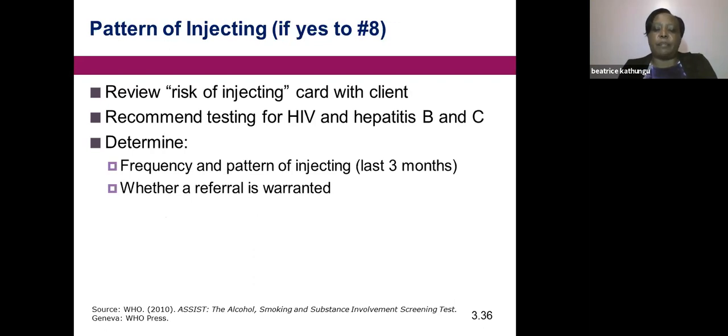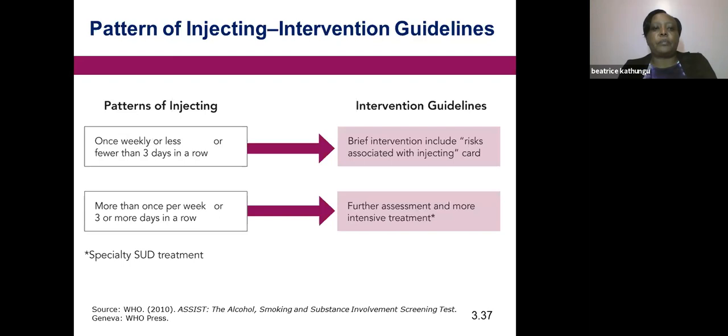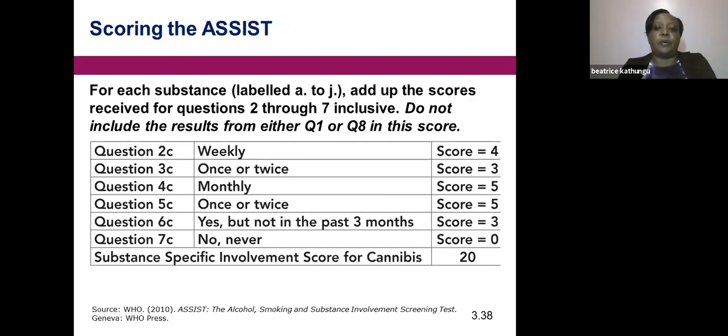Because you remember we talked about co-occurring medical disorders, we pick them from here. And then now if the person is injecting once a week or a few days, fewer than 3 days in a row, you can give brief intervention. If they inject a week or 3 or more days in a row, they need further assessment and more intensive treatment. So we'll stop there for now.